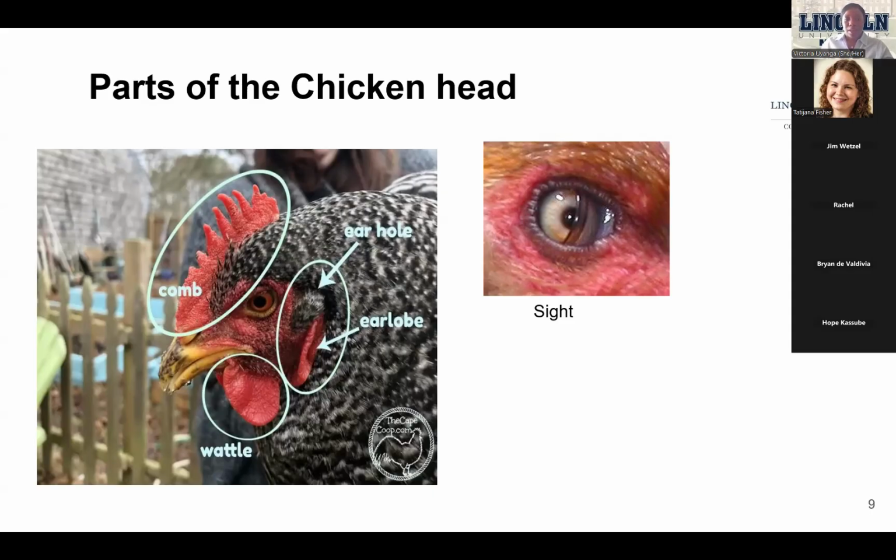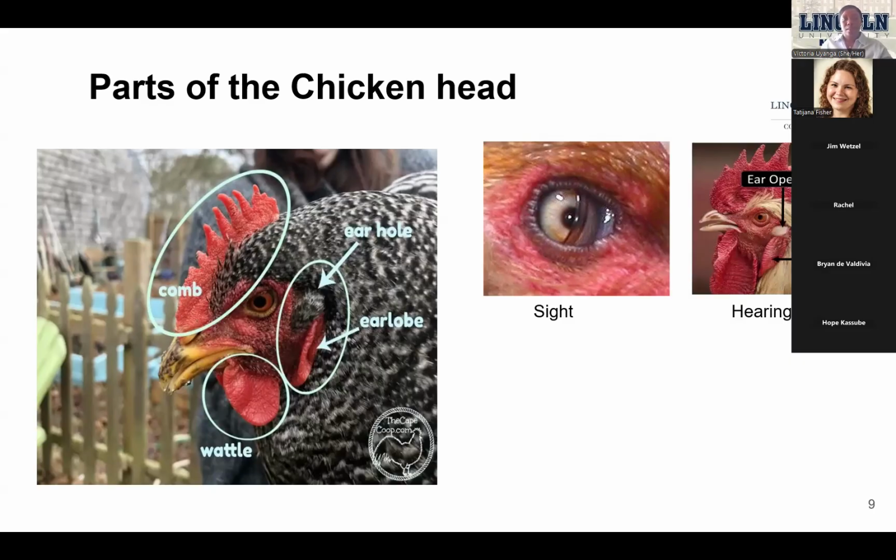This membrane here is the nictitating membrane, which also has a protective role in that it can easily reach into the corner of the eye to cover the eyeballs. And that is also very unique for your chickens.